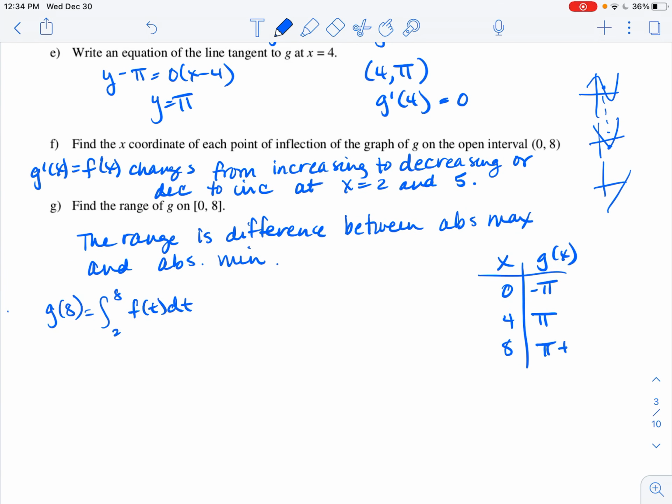All right, so we have an absolute minimum of negative pi and an absolute maximum of pi plus 1. So if I take the difference between the absolute max, so pi plus 1 minus a negative pi, this is actually going to give me 2 pi plus 1. I think we have one more to look at.